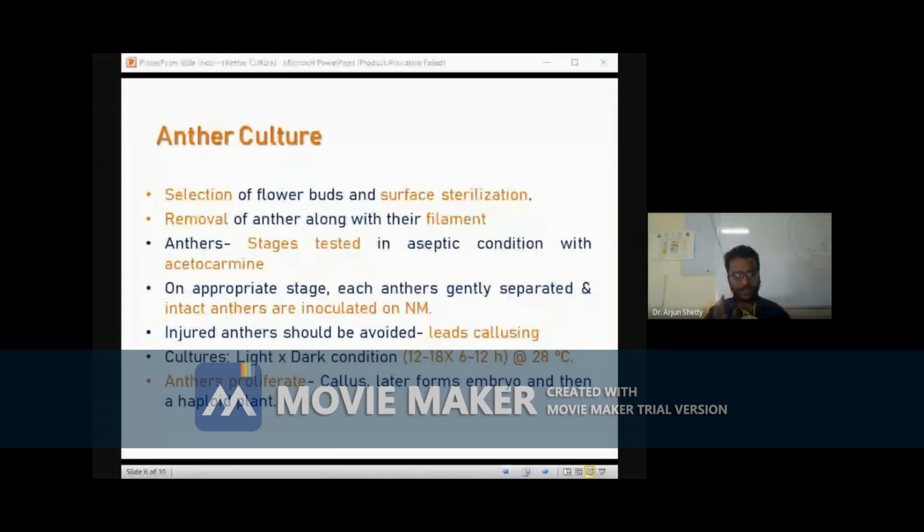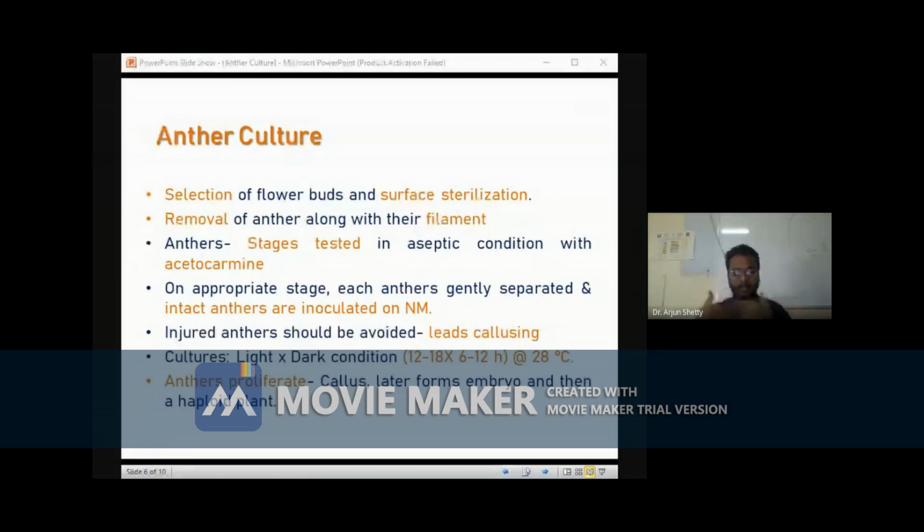Okay, 12 hours of light to 18 hours of dark can be given, or you can even reverse it, 6 hours of light and 12 hours of dark condition. So again, setting the light and dark condition in the culture room depends on the type of plant.